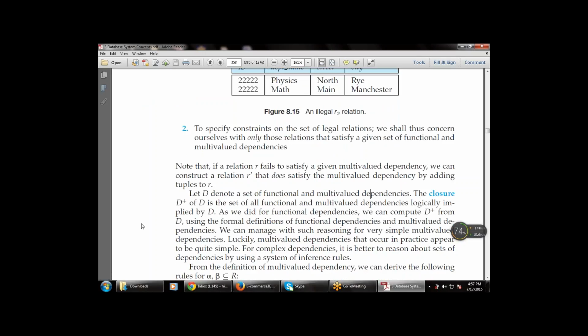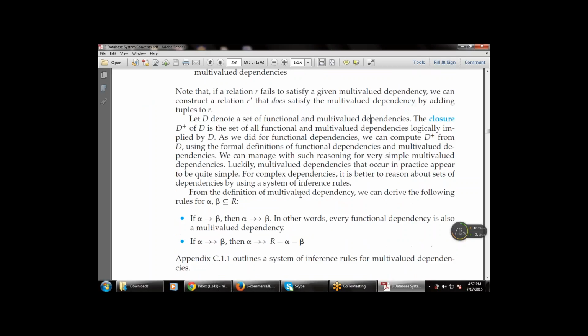Now let D denote a set of functional and multi-value dependencies. The closure D+ of D is the set of all functional and multi-value dependencies logically implied by D. So D+ denotes the closure of the functional as well as the multi-value dependencies.